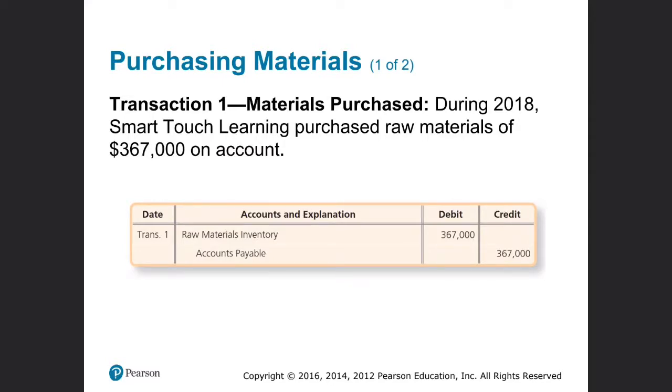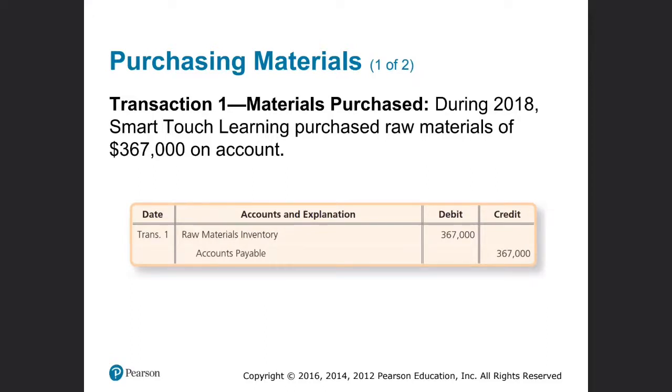They're going to pay for it later. Yep, they're going to pay for it later. So we've received the goods, but we are going to pay for the goods later. Good job. So we purchased these goods on account.